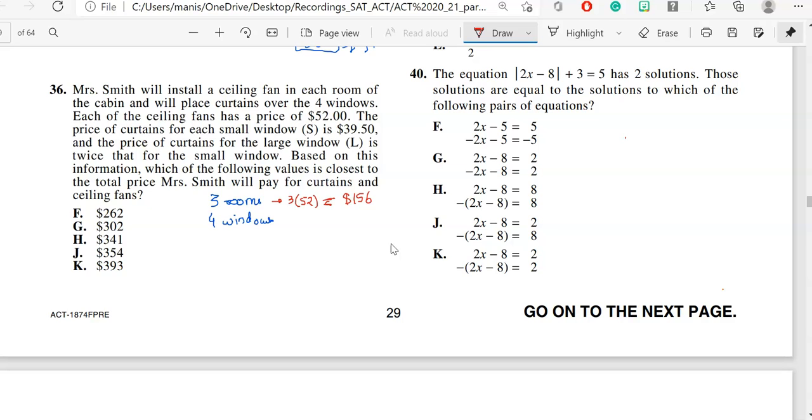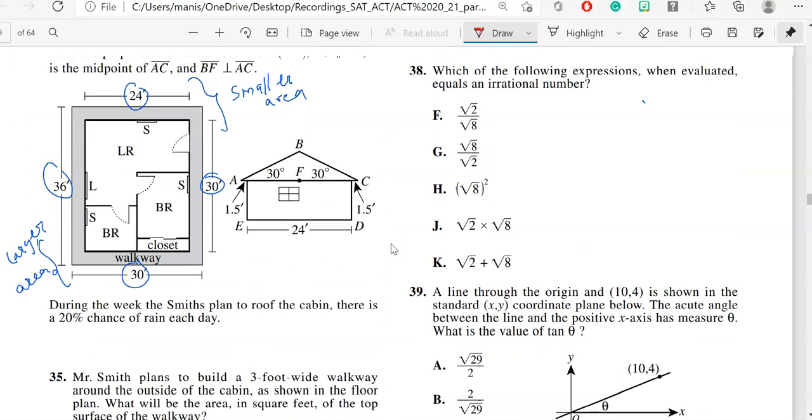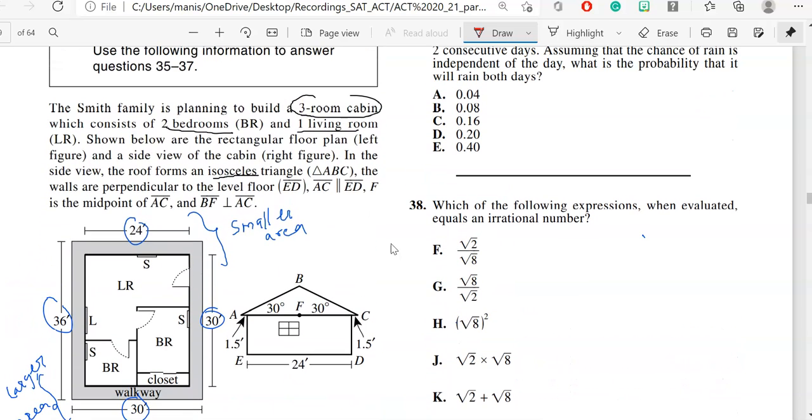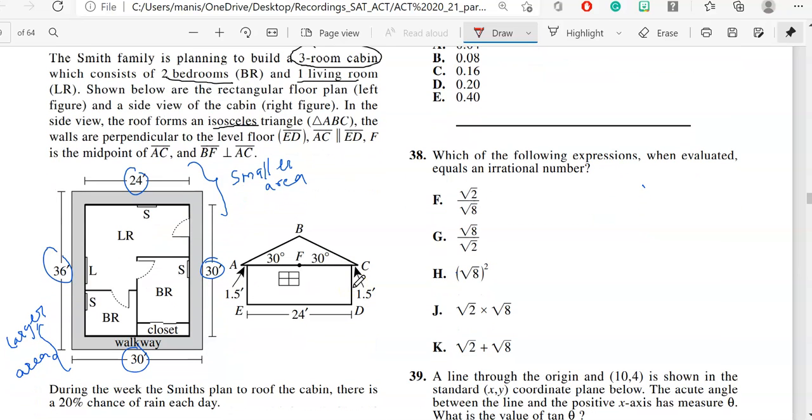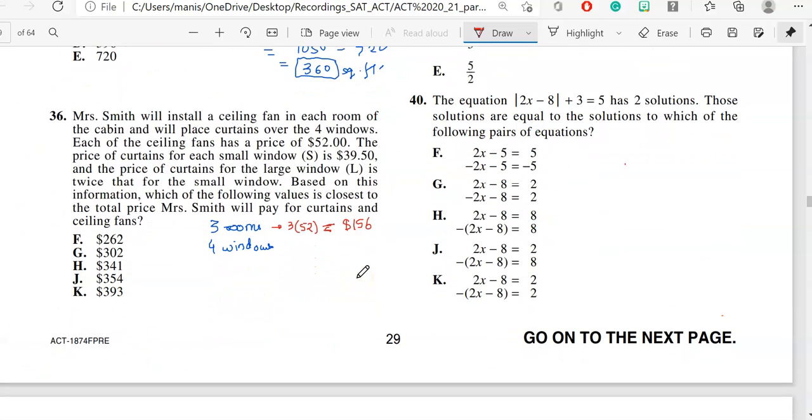Now for the 4 windows, let's go over here. It says the price of curtains for each small window is $39.50 and the price of curtains for the large window is twice that of the smaller window. Based on this information, let's find how many small windows and how many large windows there are. From this I came to know there are 3 small windows. You can see over here 1, 2, 3, and 1 large window. So it breaks down into 3 small windows and 1 large.